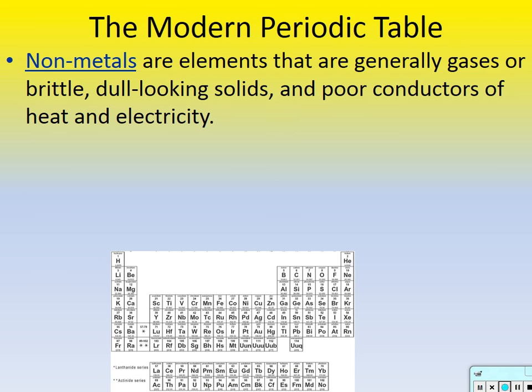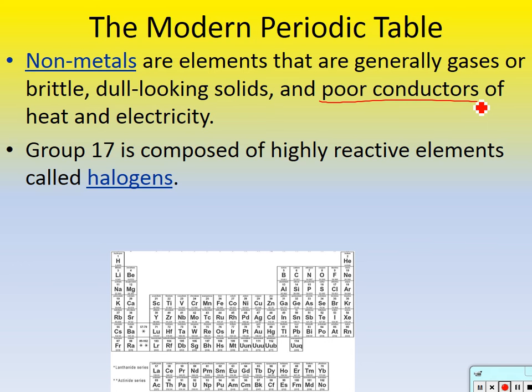Okay, now let's talk about the nonmetals. Nonmetals are elements that are generally a gas, or if they are solid at room temperature, they're very brittle and dull looking. They're poor conductors of heat and electricity. What's another name for a poor conductor? An insulator. You guys remember that? So these are good insulators because they don't allow heat or electricity to pass through them very easily.